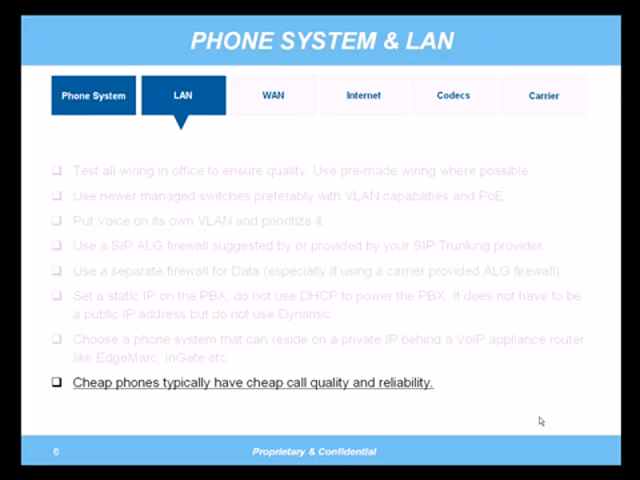Also, just remember, cheap phones typically have cheap call quality and reliability. Even if you're going to go out there and get an open source based PBX, they do a great job, but don't skimp on the phones. The phones are that point where audio is changed from analog to digital. So it's really very important that that point is doing a very good job in that conversion, or you're going to be running around quite often trying to figure out voice quality problems.